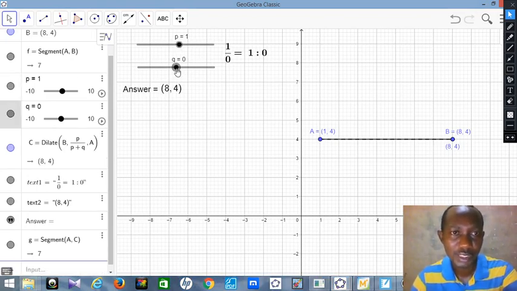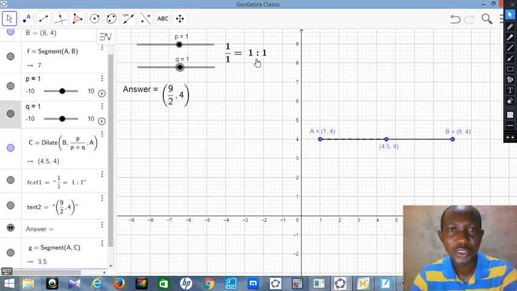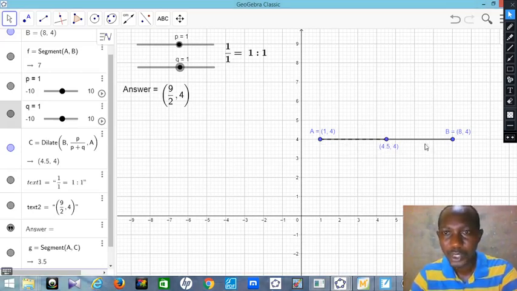Let me move this to 1 also. So this is ratio 1 to 1. Ratio 1 to 1, you know, is the midpoint. So ratio 1 to 1 is the midpoint of the line. So the distance from A to the center should be equal to from B to the center. So this is the midpoint of the line.